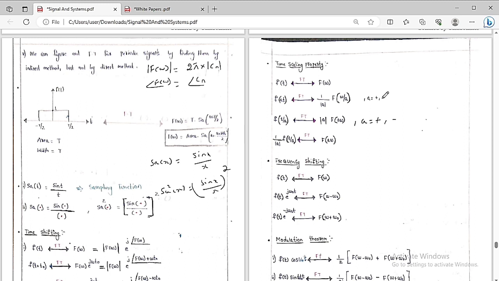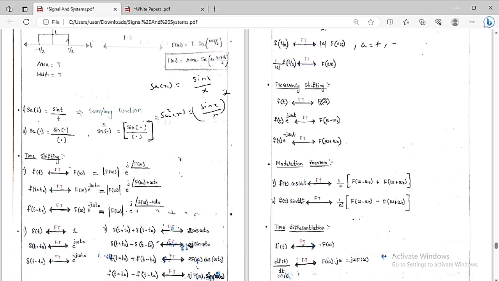So, time scaling property: f of t has the Fourier transform F of omega, then f of at has the Fourier transform 1 by mod a into F of omega by a. Here a can be positive or negative. As I have already told you, if a is greater than 1, it is compressing the signal. If a is less than 1, it is elongating the signal. So this point you always have to keep in your mind.